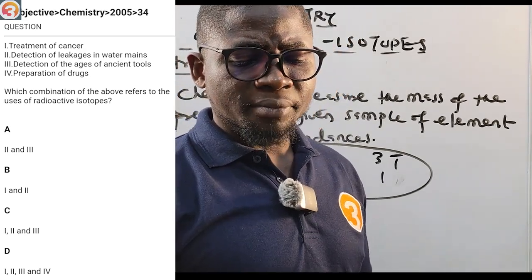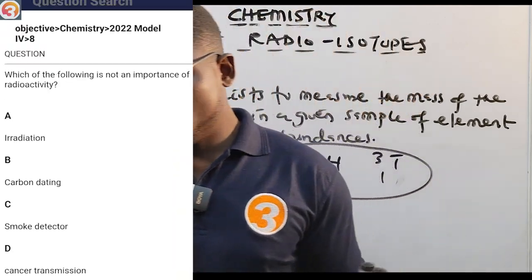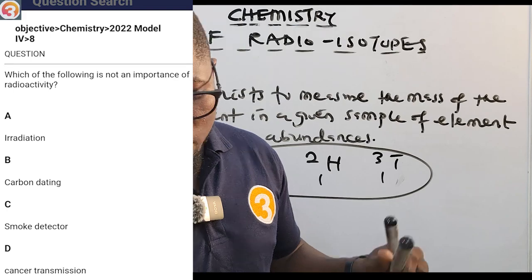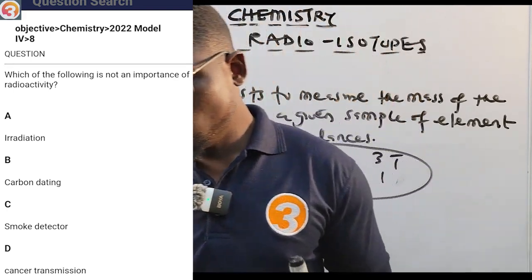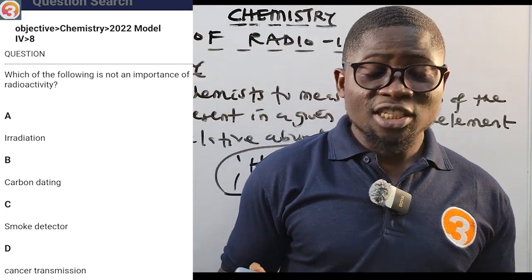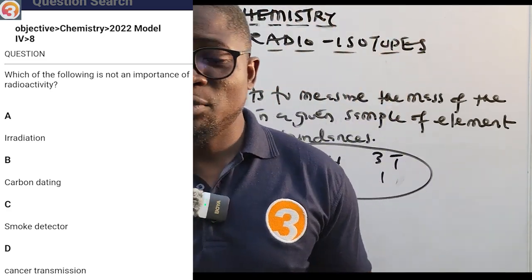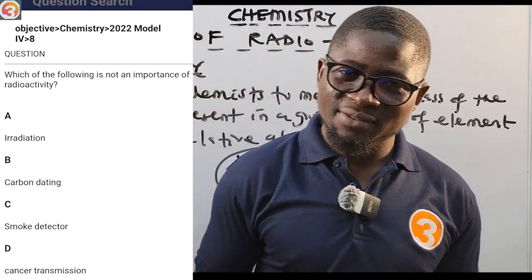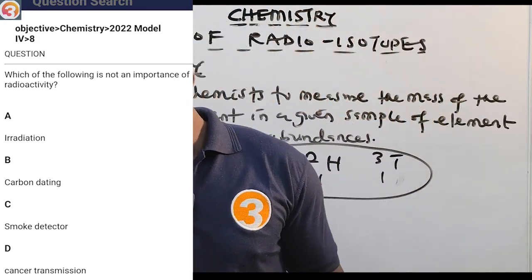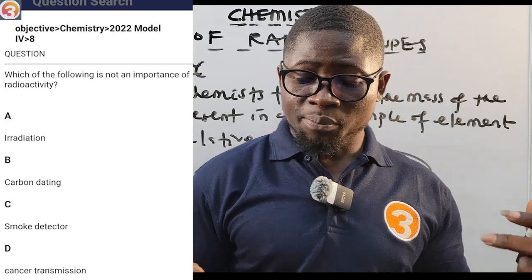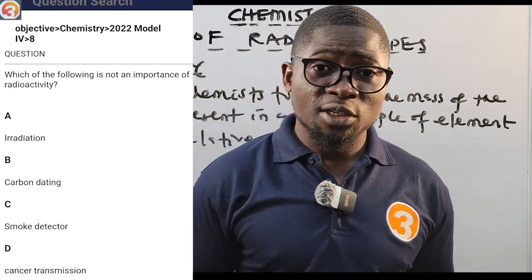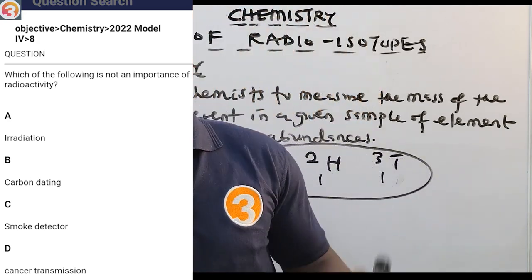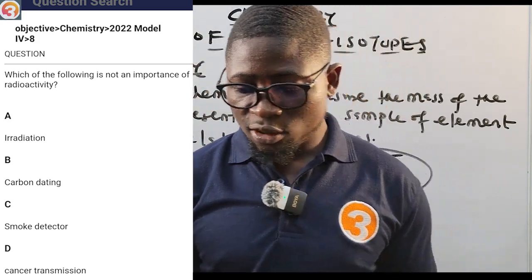Now 2022, number 8 says, which of the following is not an importance of radioactivity? A, irradiation. B, carbon dating. C, smoke detector. D, cancer transmission. Cancer transmission cannot be a use; it's not an importance of radioactivity. Of course, it's used in irradiation, also in carbon dating. Smoke detectors use the ionization property of radioactivity. So they are also used, but cancer transmission is not part of them.